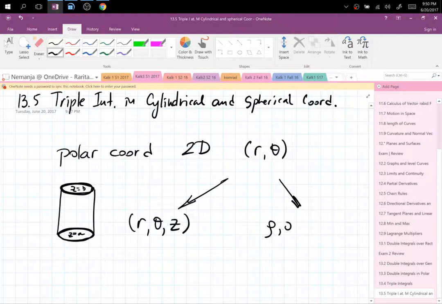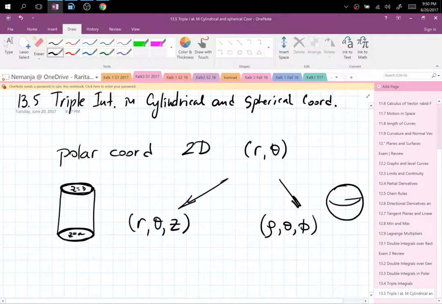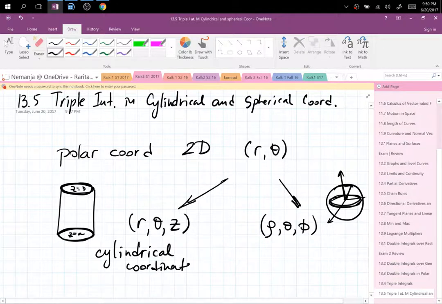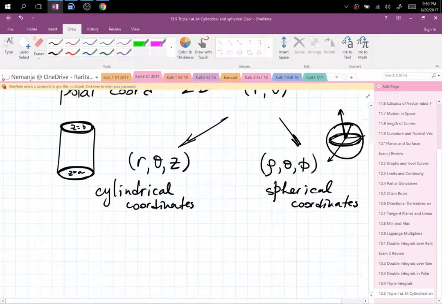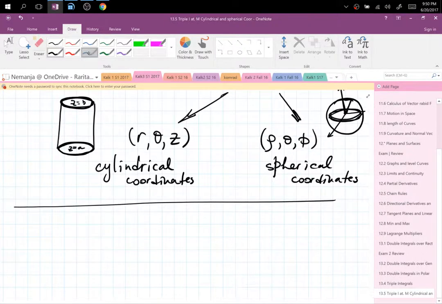Or you can go rho theta phi. Now we change r to rho, why I don't know. And we are getting a sphere in this case because our good old polar coordinates are here, and then we are introducing another angle that will draw the curves on the sides. So these are called cylindrical coordinates, and these are called spherical. Tonight we are only going to address cylindrical.